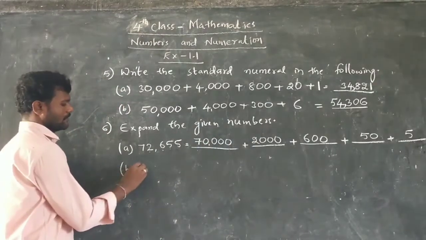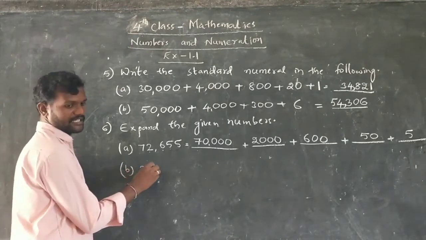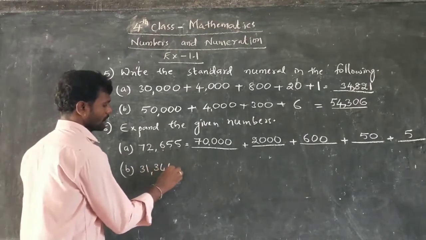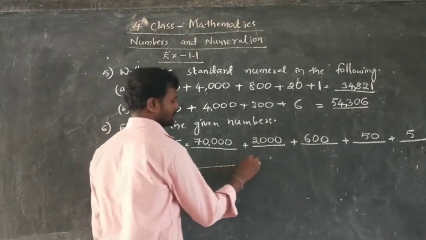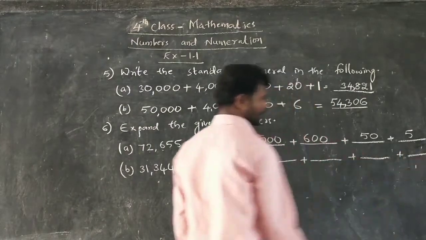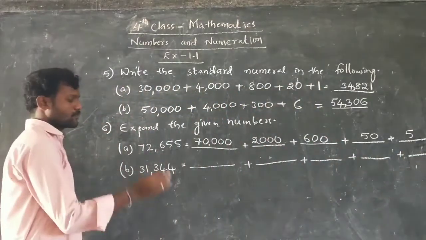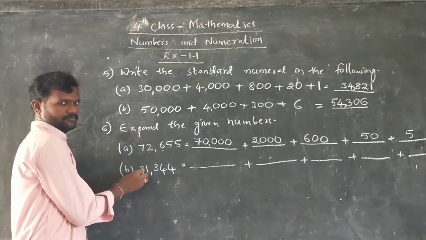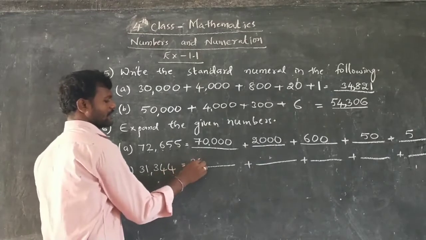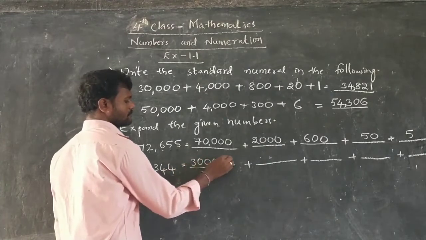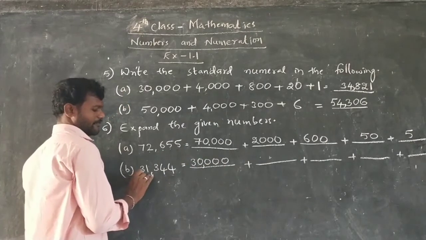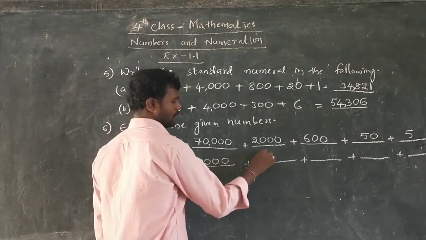What is the second one? 31,344 equals 10,000s plus thousands plus hundreds plus tens plus ones. How I said? First, what is there? 3. After 3, how many digits are there? 4. So after 3, write 4 zeros. Next one, 3 completed. 1 is there. After 1, 3 digits are there. So 1, 3 zeros.